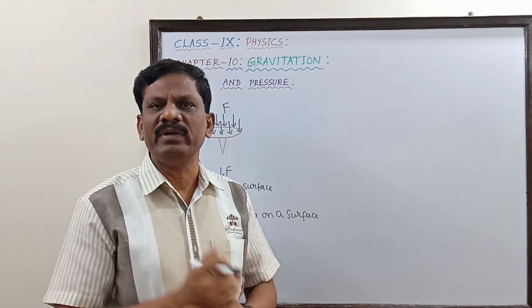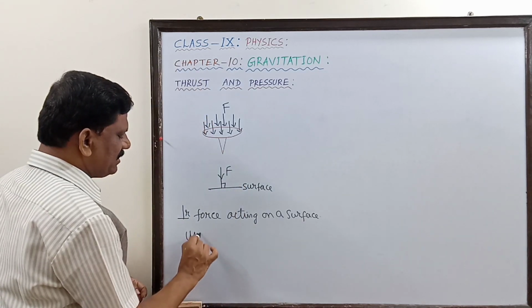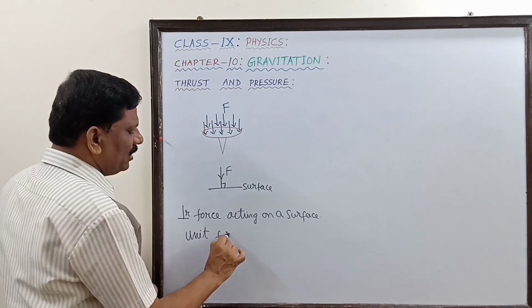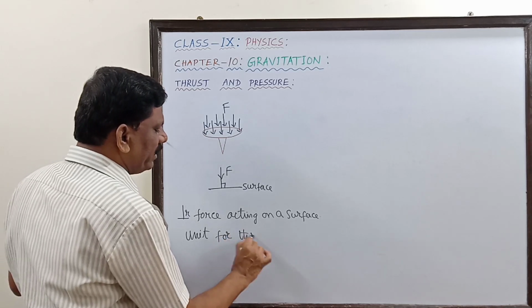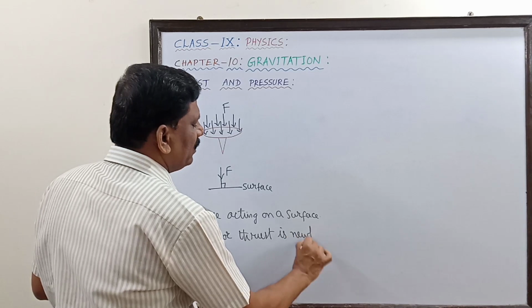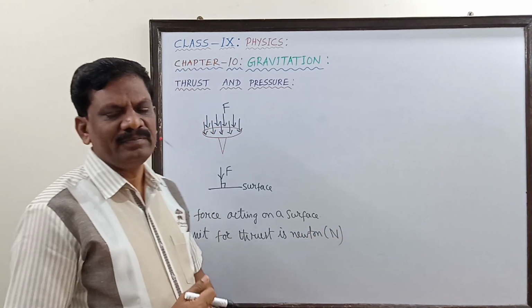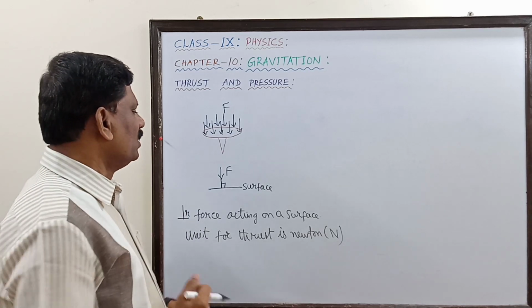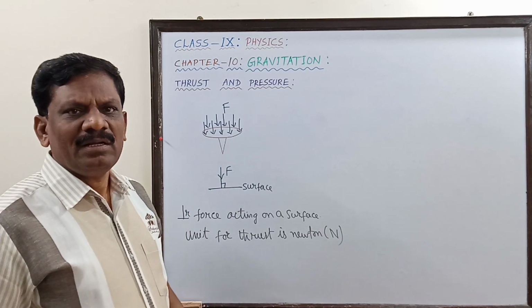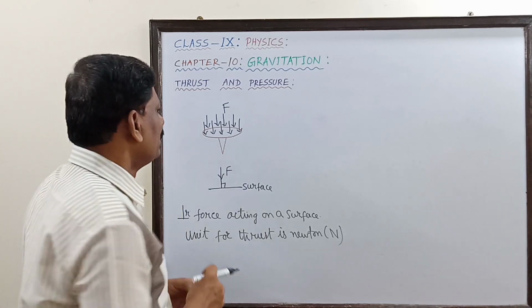So what should be the unit for thrust? The unit for thrust is Newton only. Capital N is the symbol for Newton. Understand? Okay, now what is meant by pressure? We are going to see what is meant by pressure.